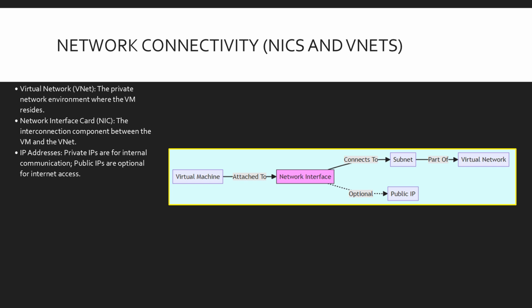This flowchart traces the connectivity path. We start with the virtual machine on the left. It attaches to the network interface, NIC, highlighted in pink. The NIC then connects to a subnet, which is part of the larger virtual network. We also see a dotted line connecting the NIC to a public IP, indicating that external access is an optional configuration.